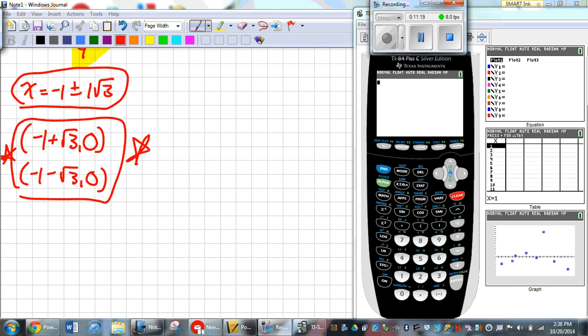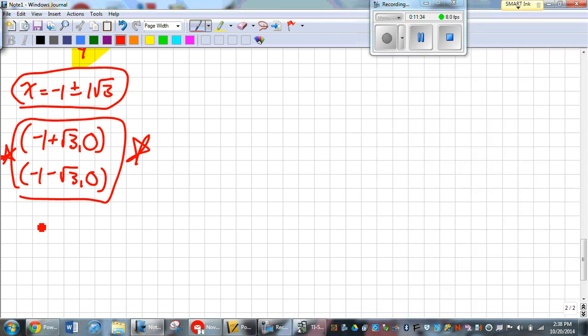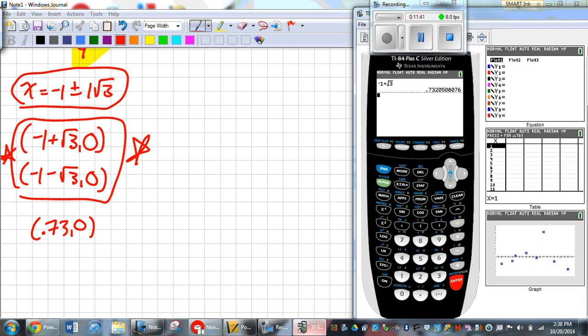So just to make sure I get this number right, let's type it in. So I'll do negative 1 plus square root of 3. Okay, that's about 0.73. 0.730. Okay, and then I have to do negative 1 minus the square root of 3.